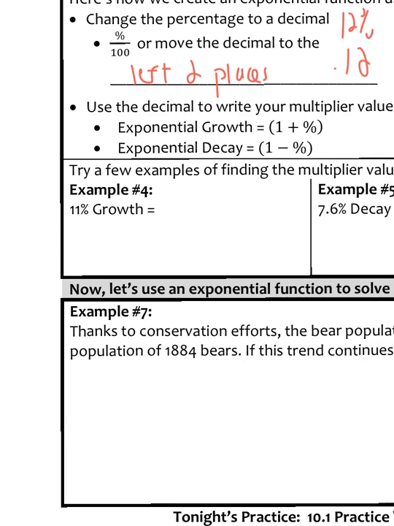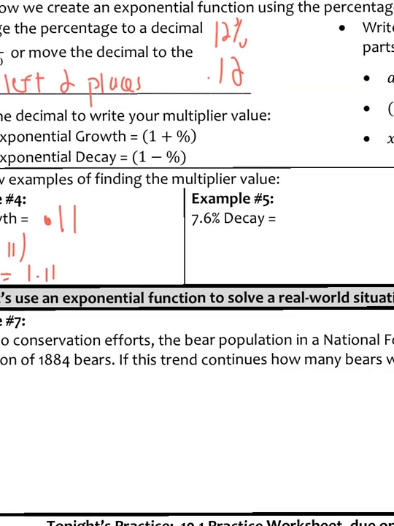First, let's talk about writing 11% as growth. So 11% changes to 0.11. And since it's growth, it'd be 1 plus 0.11. So our b value, when we type that into the calculator, is 1.11.